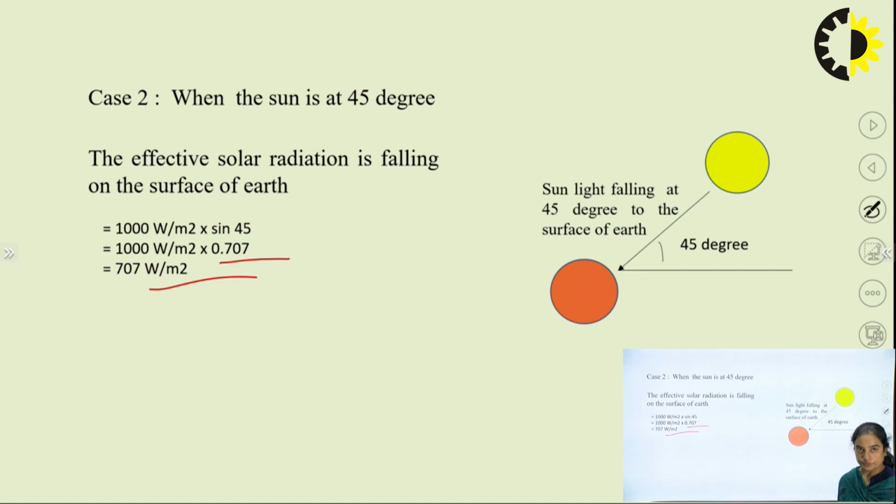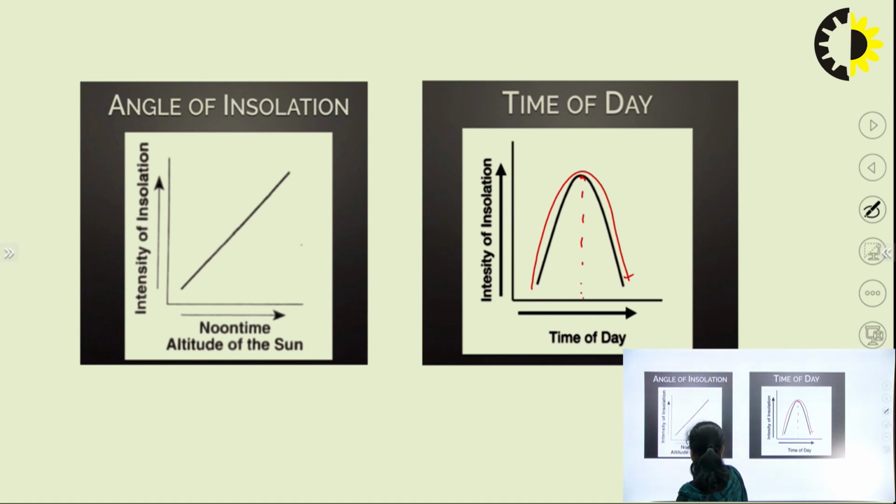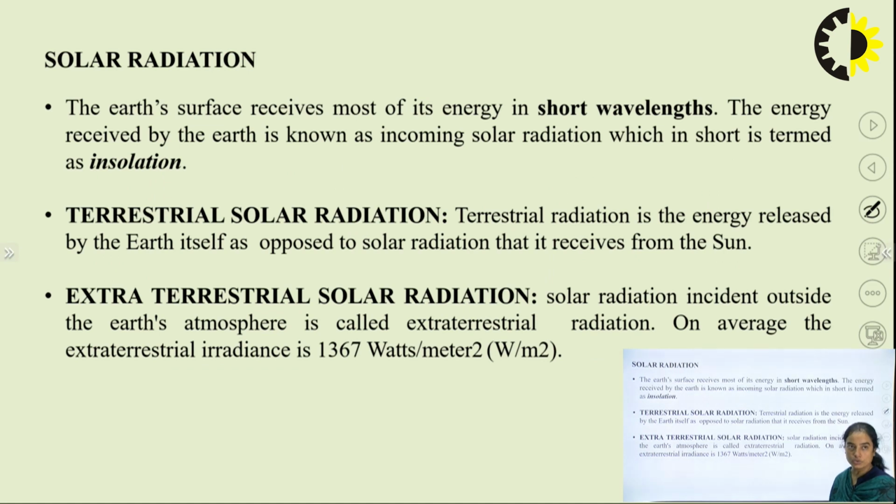So this is the angle of insolation and time of day. The intensity of solar insolation depends on time of day. During the mid time, we are receiving the maximum solar insolation. So this is the altitude of sun and intensity of solar insolation. Solar radiation can be categorized into two parts. The Earth's surface receives most of its energy in short wavelength. The energy received from the sun by Earth is known as the incoming solar radiation, also known as insolation.